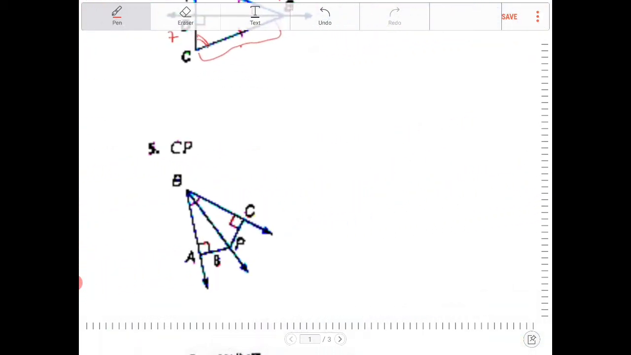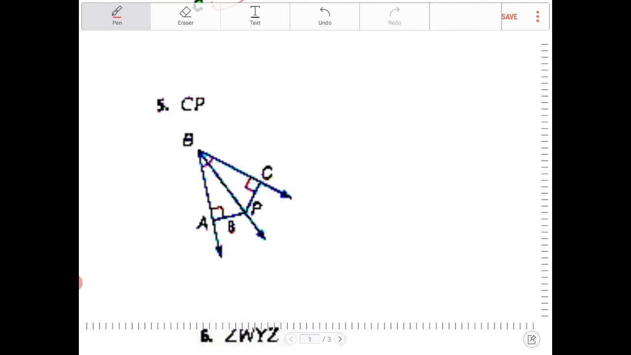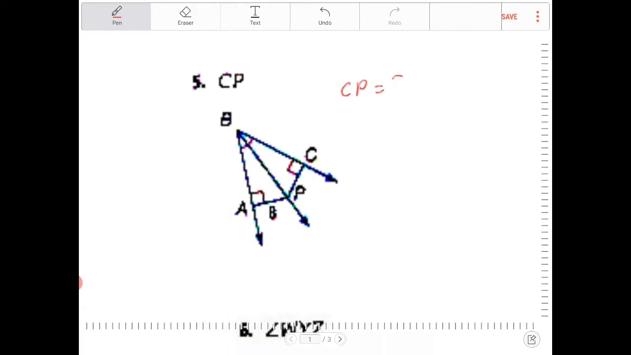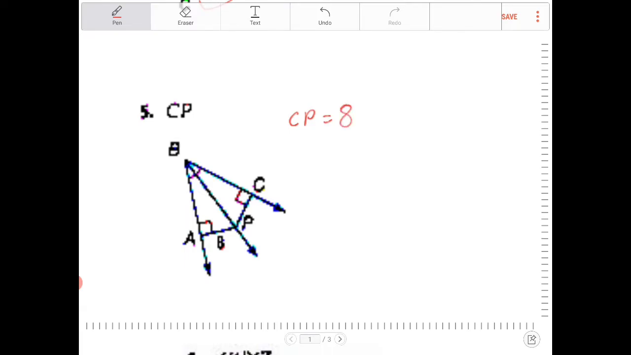Moving on, question number 5. This is going to be an angle bisector, and how do I know that? Well, that's because the angle over here is bisected. And if that's the case, the distances from the point to the sides of the angle are also going to be the same. So I can say that CP is also equal to 8, since AP is equal to 8. AP is equal to CP, which is equal to 8.